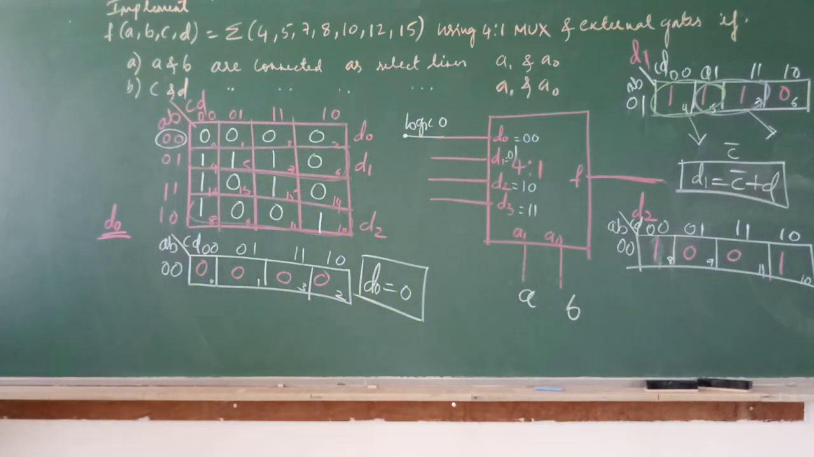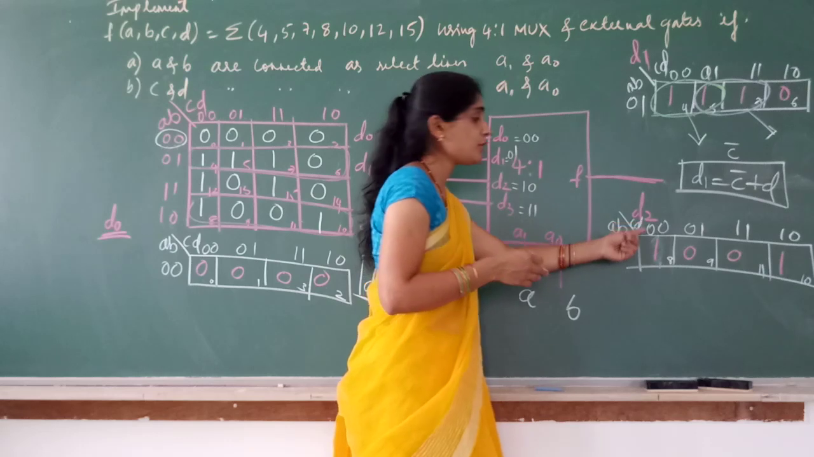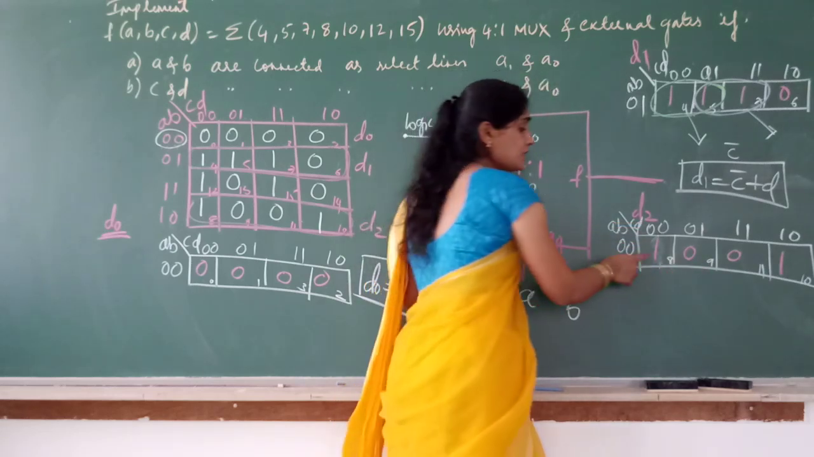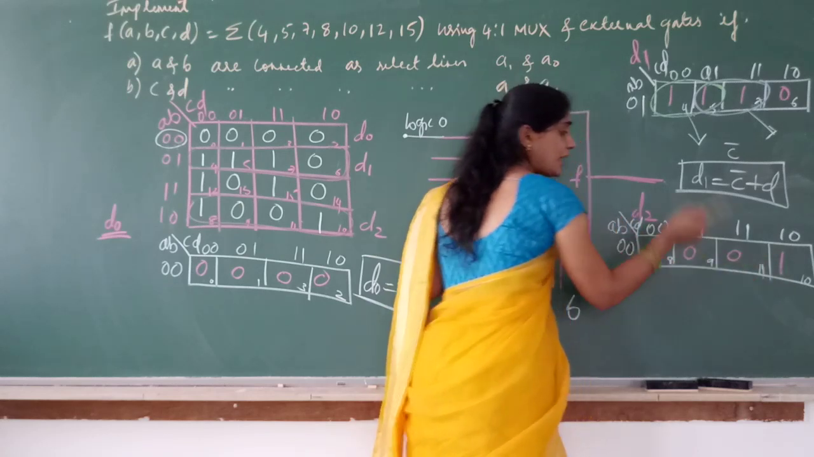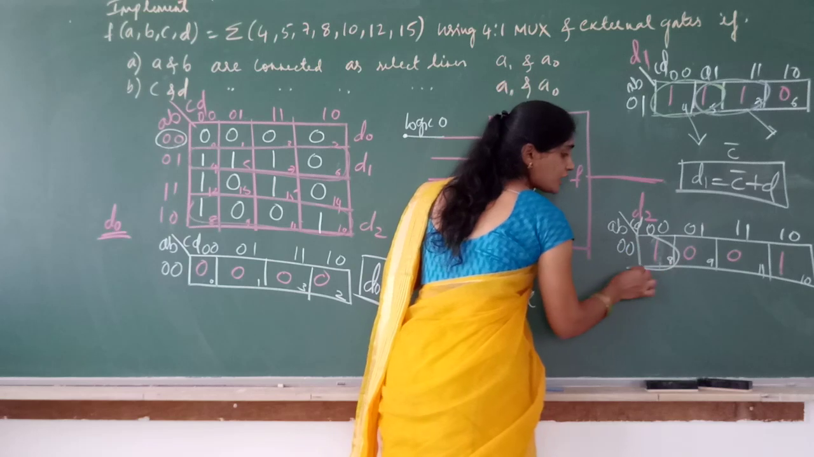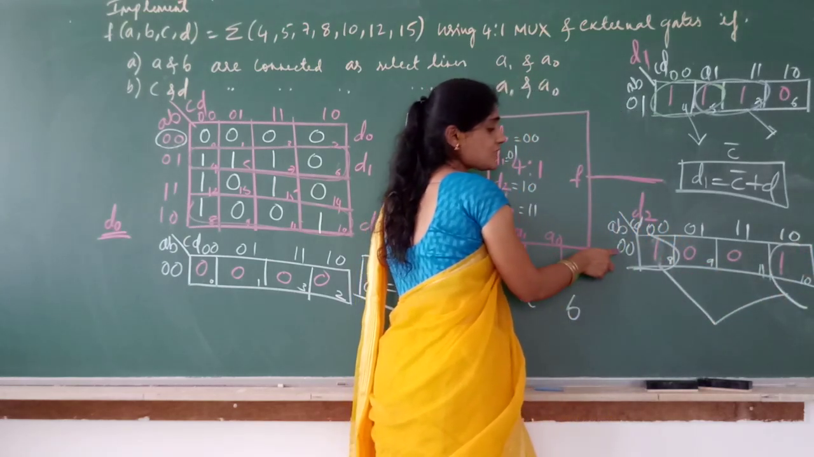And why? Because we cannot tell the value of D2 as 0 or 1, because all the cells are not taking 0 as well as all the cells are not taking 1. I have 1 0 0 1. Now I have to simplify it using the K-map. 8 and 10 are adjacent, so you can group 8 and 10. What is the equation you get?